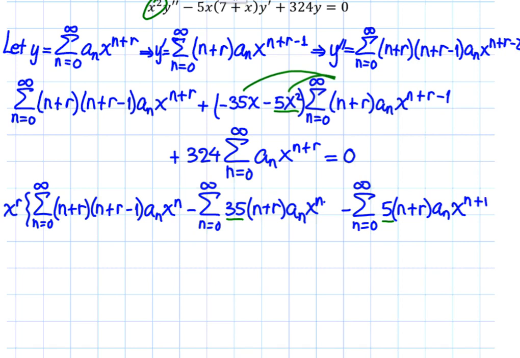And then we still have 324. Just bring that inside. 324, a sub n, x to the n. Again, x to the r factored out.